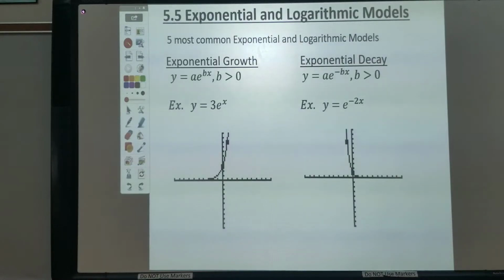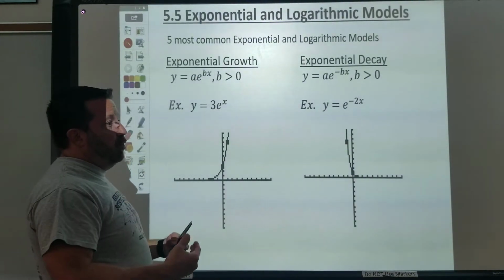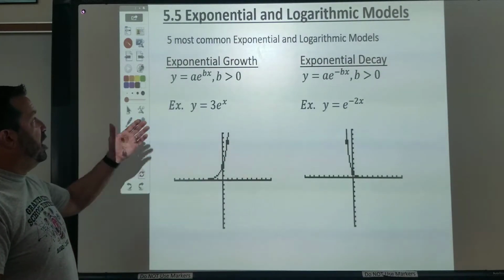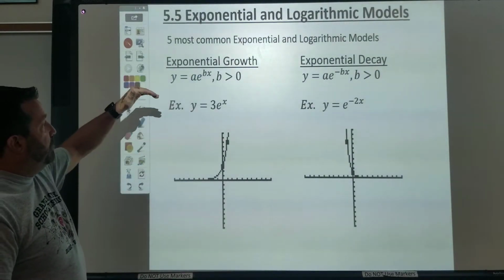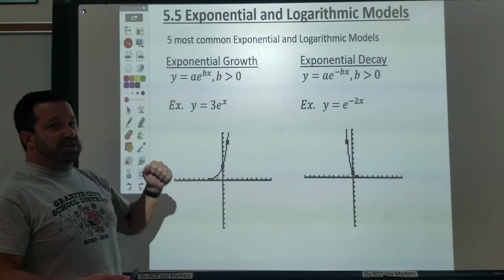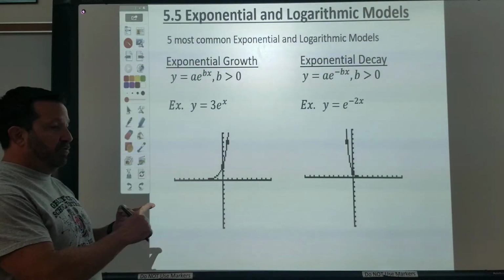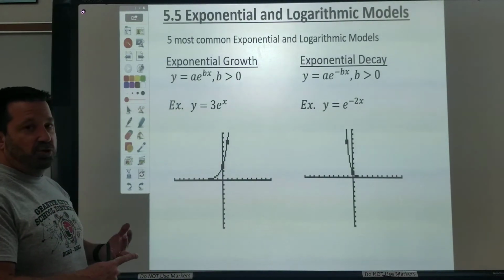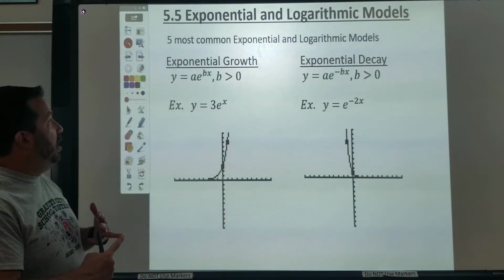This is 5.5, Exponential and Logarithmic Models. The purpose of this section is to show you some real-world examples of where the things we've been learning can be applied. So things like exponential growth. This is a common type of equation that you might see if you're talking about the growth of a virus or bacteria in a petri dish, or even population growth to a certain extent.